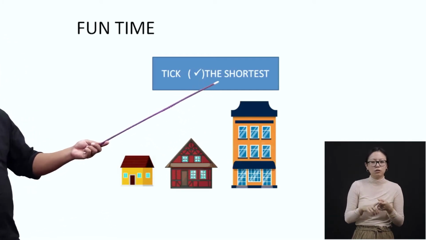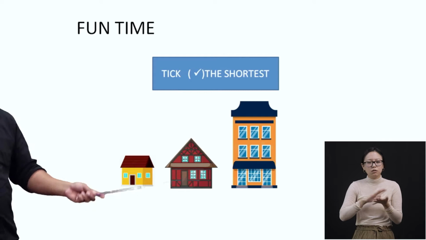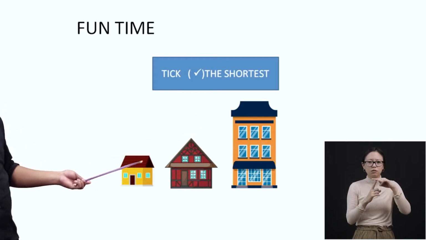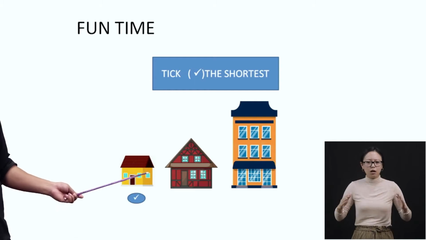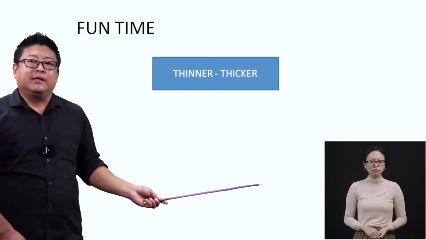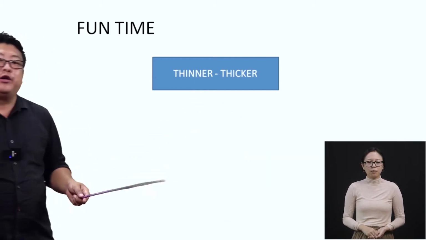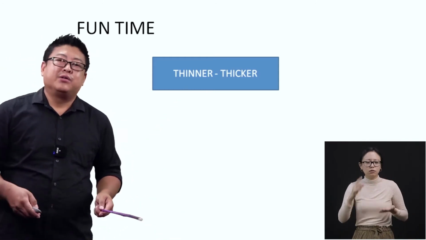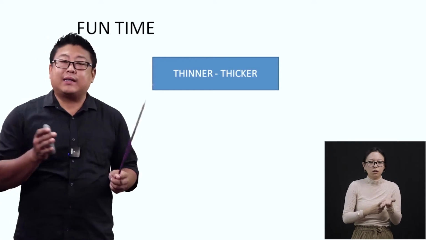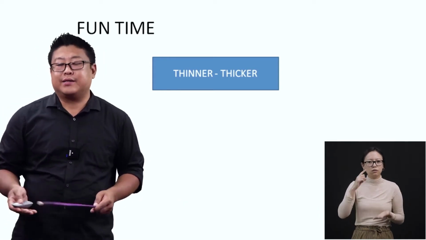To find the shortest, by looking at this picture, we can easily identify that this yellow house is the shortest among the three of them. Right, children? Now, let's learn something new again. Thinner and thicker. Okay? So let's try to understand what thinner is and what thicker is.